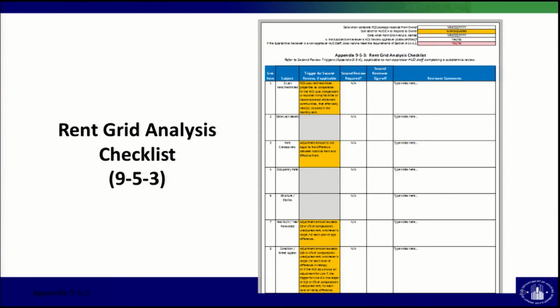Please note that if, in the rare instance, you are not an appraiser and the thresholds marked in yellow are exceeded, then a second review is required. Otherwise, no second review is necessary. Let's go into a little bit more detail on some of these triggers.